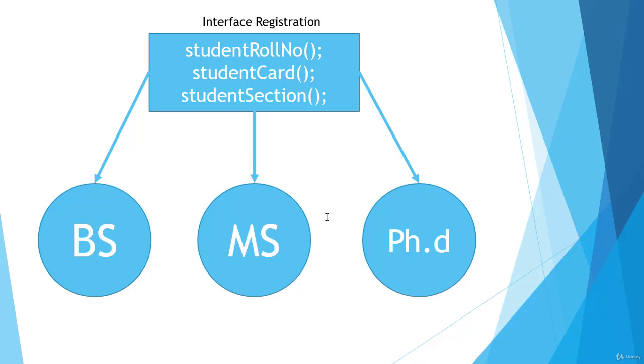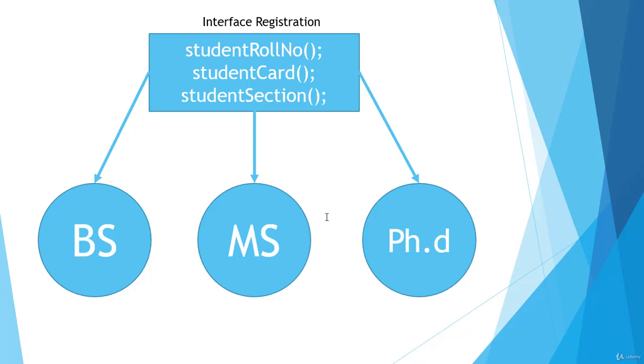Now that student may be a BS student, MS student or PhD student. All the students must have these three things. So what we do is create an interface with the name registration, and that interface has student roll number, student card and student section. BS, MS and PhD are three classes, and all these classes have to implement registration, and when they implement it they have to provide the definition of the three abstract methods. And we know that the definition of these methods is different for different classes.